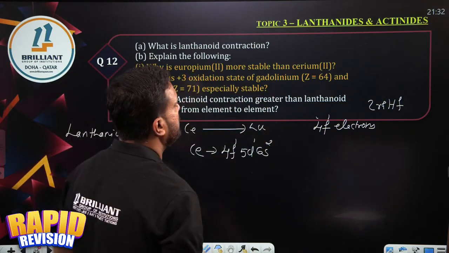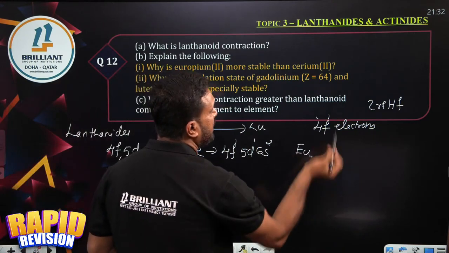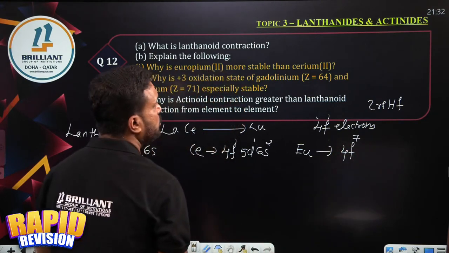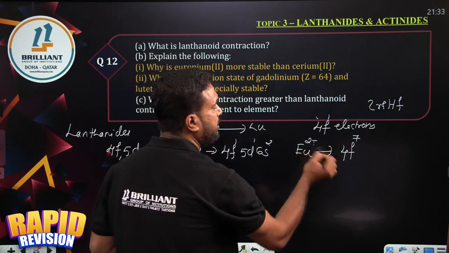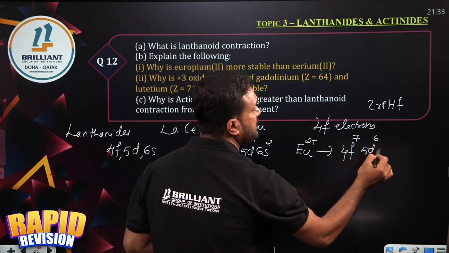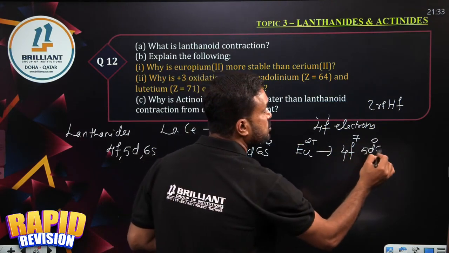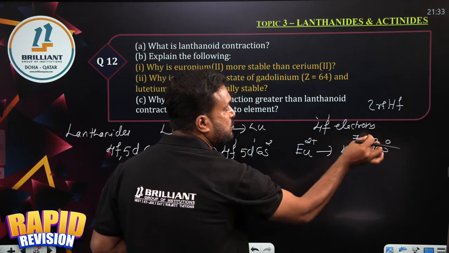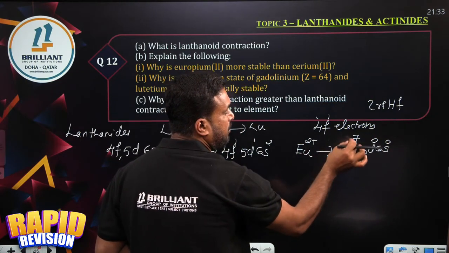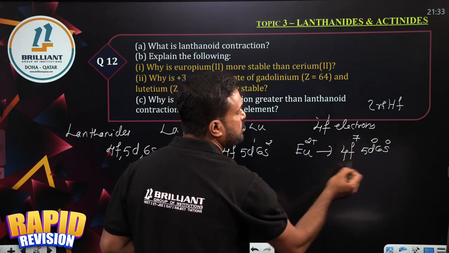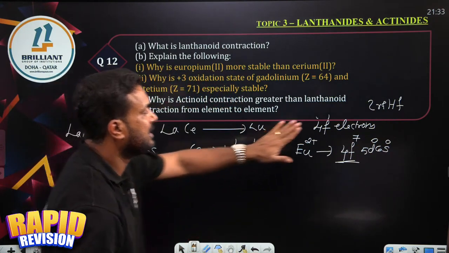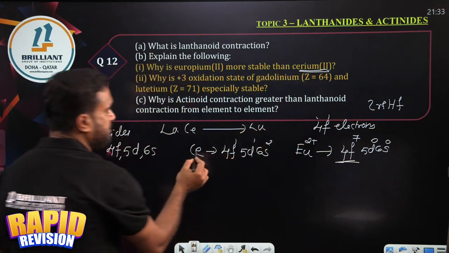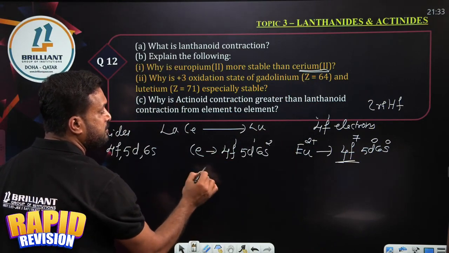So why is europium, Eu, stable? It has a half-filled 4f subshell, that is 4f7. Europium in which oxidation state? 2. Because Eu2+ means 4f7, 5d0, 6s0. Because of half-filled 4f, it will be more stable. Cerium 2+ will not be stable, because cerium 4+ is more stable.